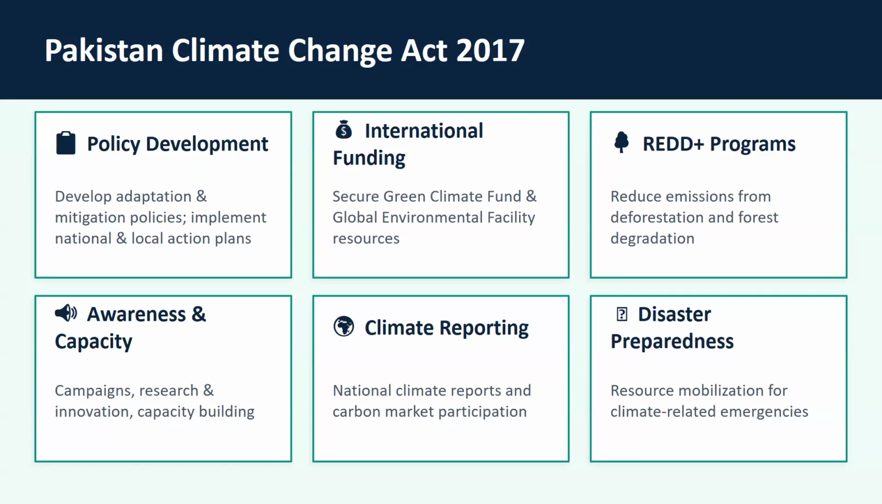So for climate change in Pakistan, we need to focus on policy development. We have to develop adaptation and mitigation policies and implement national and local action plans. For international funding, we have to secure the Green Climate Fund and Global Environment Facility resources. The REDD programs, which is reducing emissions from deforestation and forest degradation. Then awareness and capacity: campaigns, research and innovation, capacity building. Climate reporting involves national climate reports and carbon market participation. And then disaster preparedness: we have to mobilize our resources for climate-related emergencies.